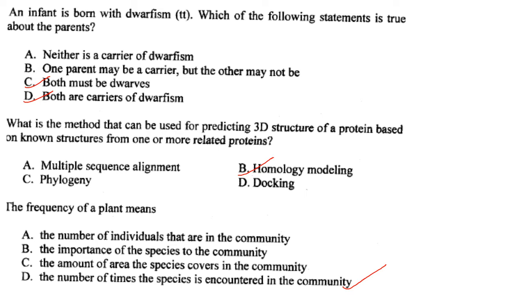Then what is the method that can be used for predicting the three-dimensional structure of a protein based on known structures from one or more related proteins? So it is called homology modeling. Then the frequency of a plant means the number of times a plant species occurs in a given number of quadrats. So the answer is option D, the number of times the species is encountered in the community.